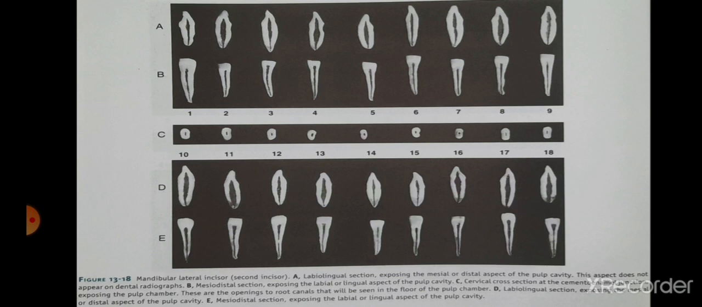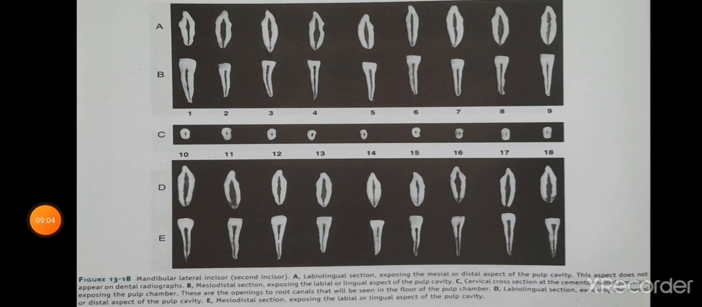The apical foramen may appear to exit at the tip of the root. This is evident in figure 13.18, A1 through 6, 8 and 9, D12 through 15, 17 and 18, or on the buccal or lingual aspect of the root tip. This is evident in figure 13.18, A7, D10, 11 and 16.